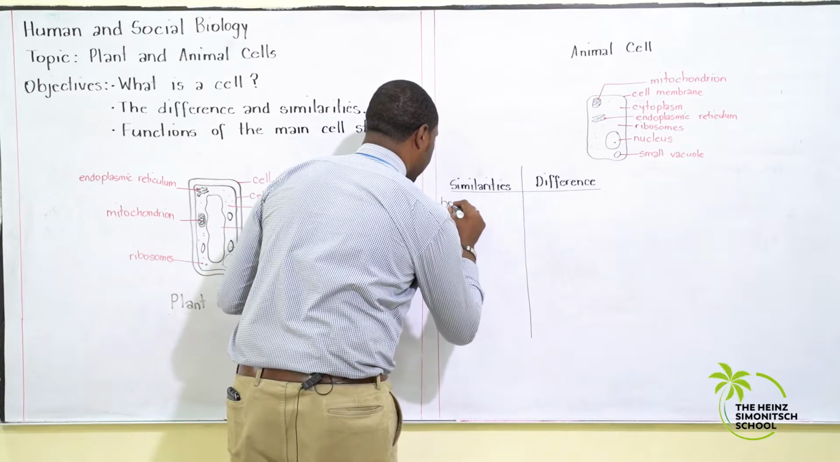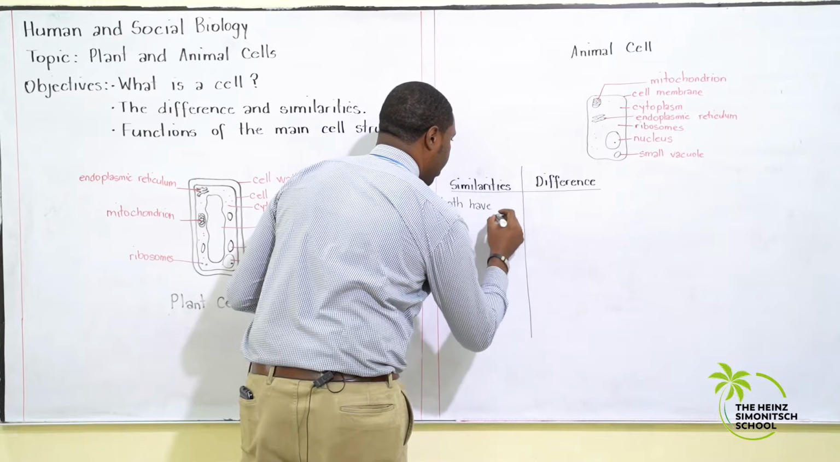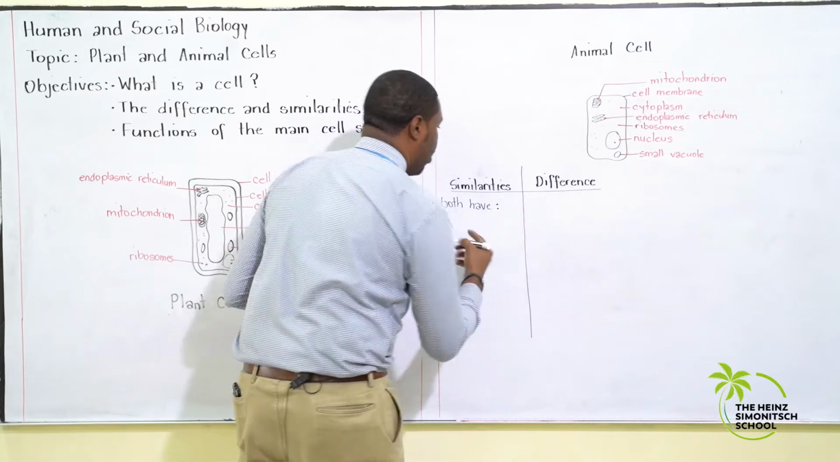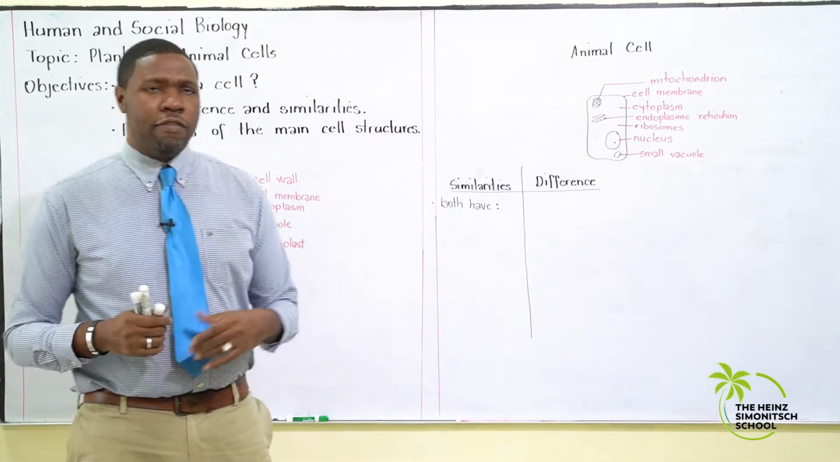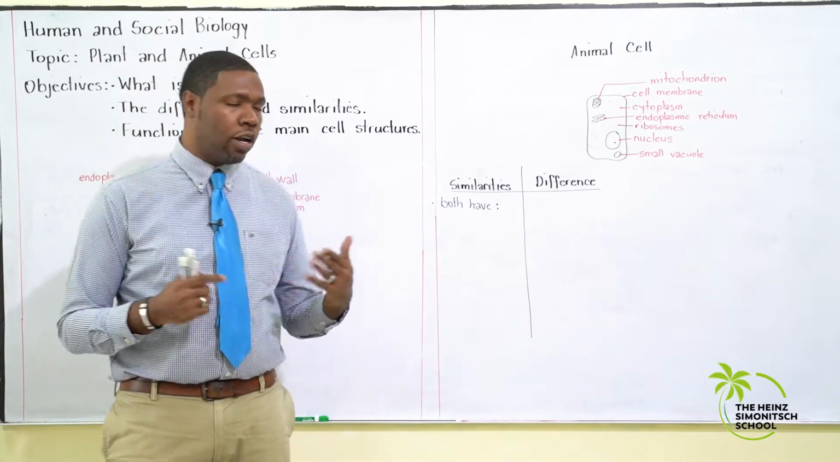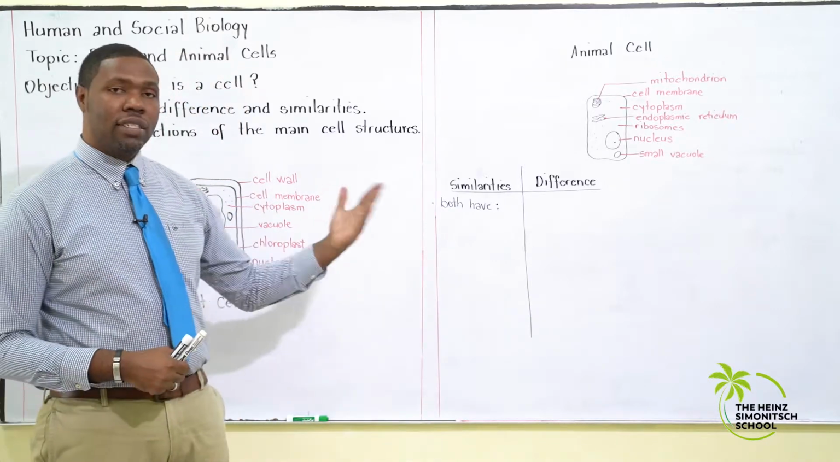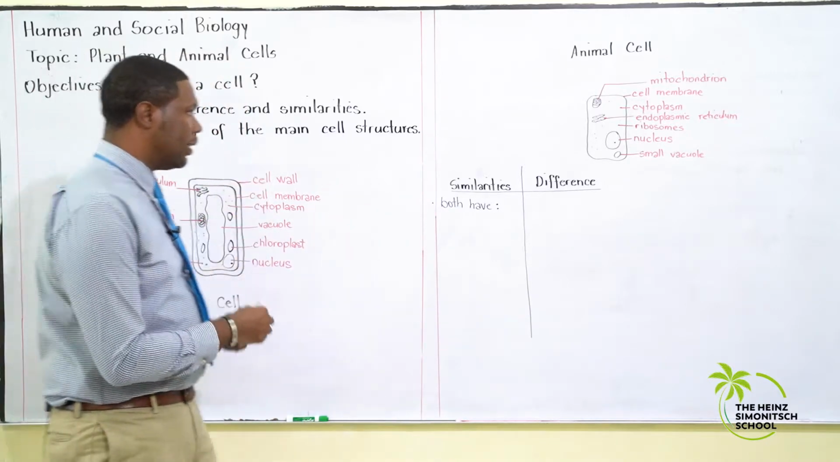They both have, and we're going to find that they have pretty much the same organelles or structure, so let's list them, all right? So both plant cells and animal cells have cell membrane.